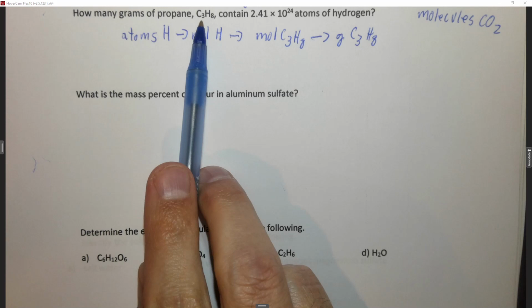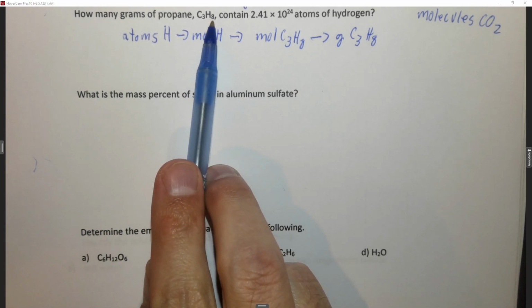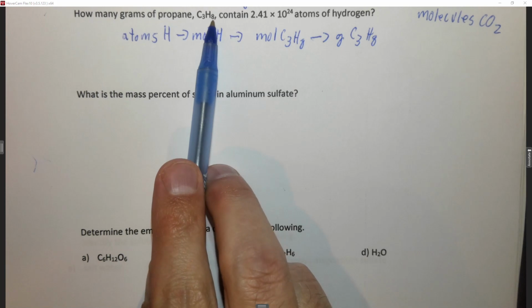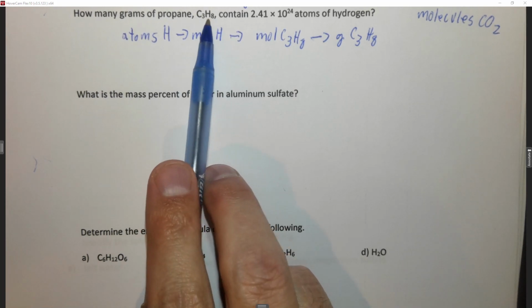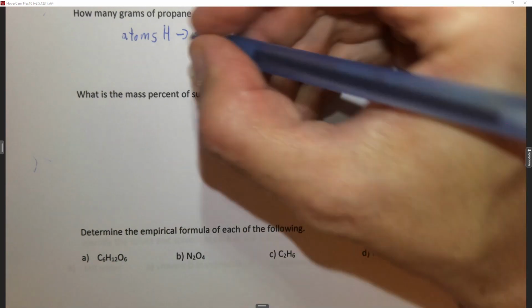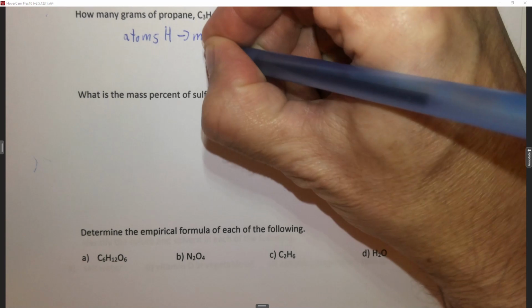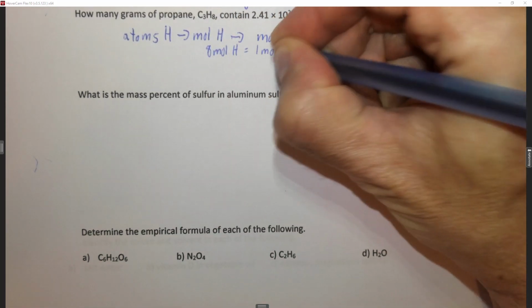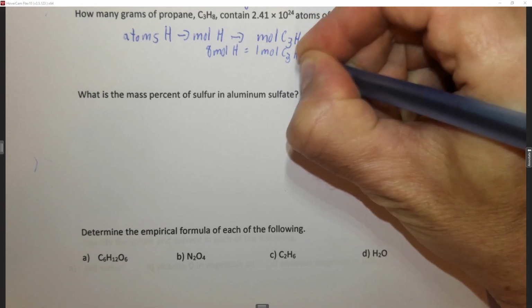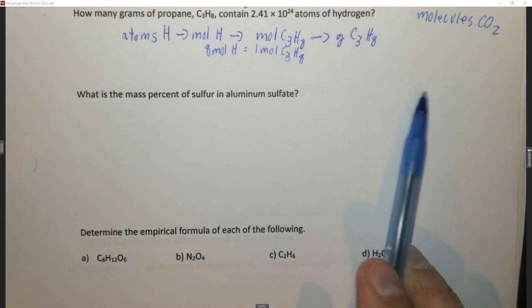Well, if we look here, each mole of C3H8 contains 8 moles of hydrogen for the simple reason that there's 8 of them in it. So if you have 1 mole of this, you have 8 moles of hydrogen because each one contains 8 hydrogens. So 8 moles of hydrogen equals 1 mole of C3H8 because there's 8 of them. And I kind of ran out of space a little bit here.